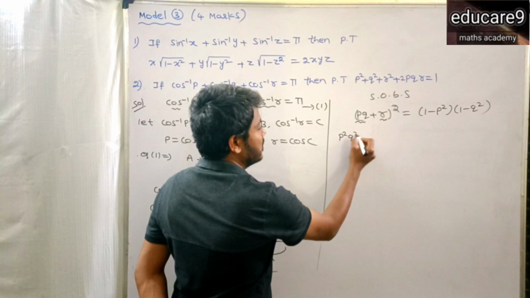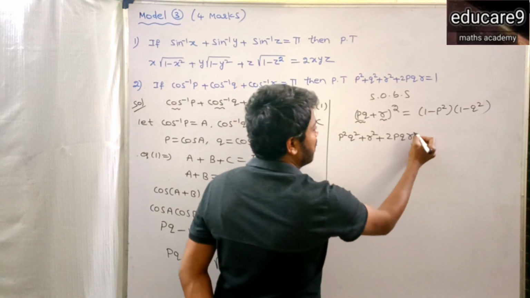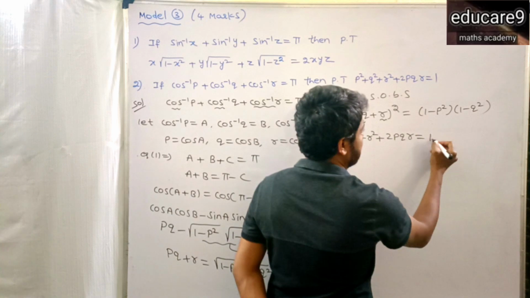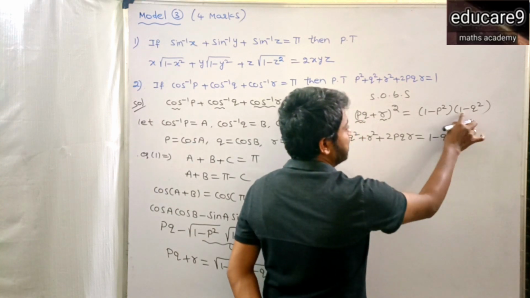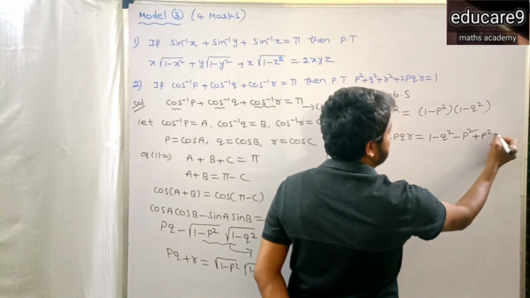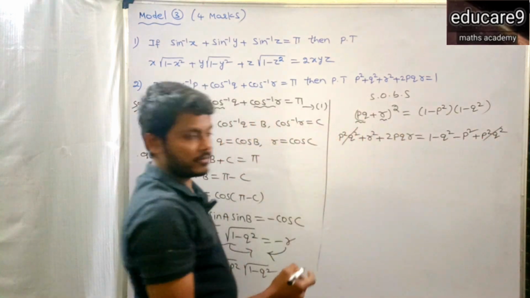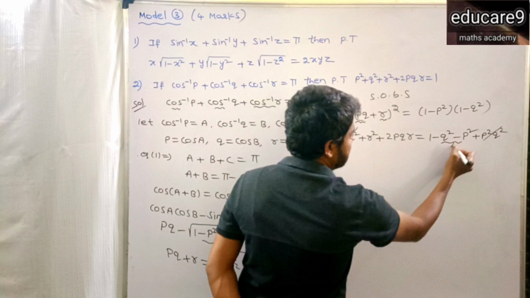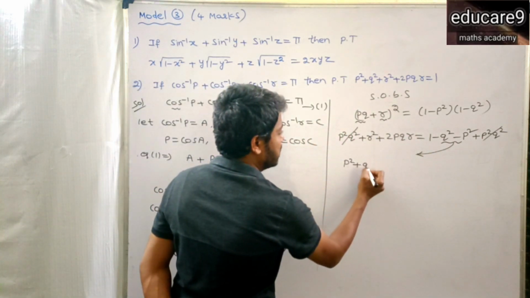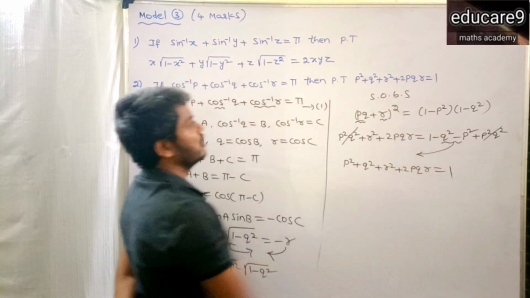That is P²Q² + R² + 2AB, meaning 2PQR, which is equal to, multiplying the two terms, 1 into (1 − Q²), that is 1 − Q², minus P² into (1 − Q²), that is minus P² plus P²Q². Clearly P²Q² and P²Q² cancel. So you can send these minus terms to the left hand side, and it becomes plus. That is P² + Q² + R² + 2PQR equals 1.